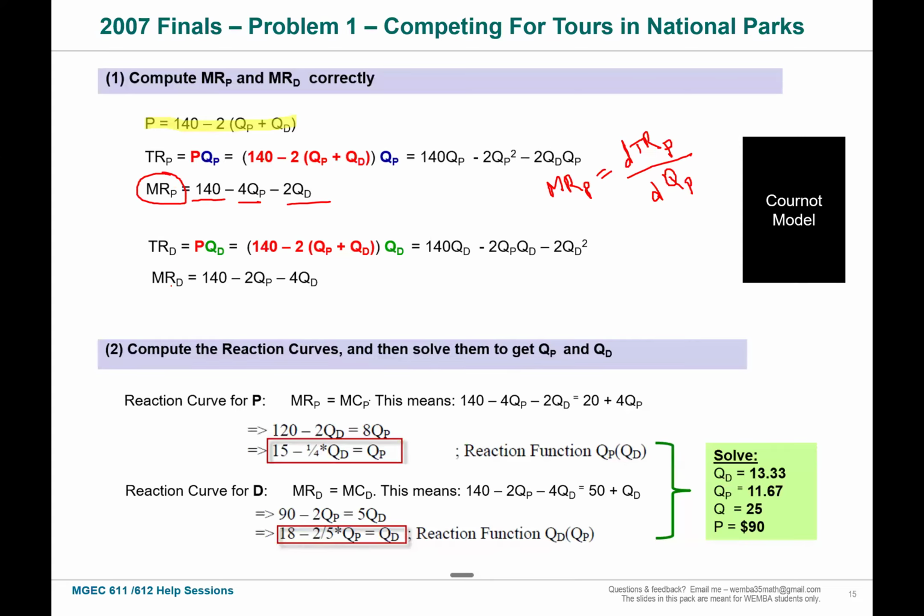Do the same thing for the second firm to get MRD. When you are differentiating with respect to QD, treat QP as constant. So you've got MRP, you've got MRD, and you set them equal to the corresponding marginal cost. This is the reaction curve for firm P, MRP equal to MCP, and you get an equation like this. Same thing for the reaction curve for firm D, and you get this. So you solve these two reaction curves simultaneously and you get QP and QD.